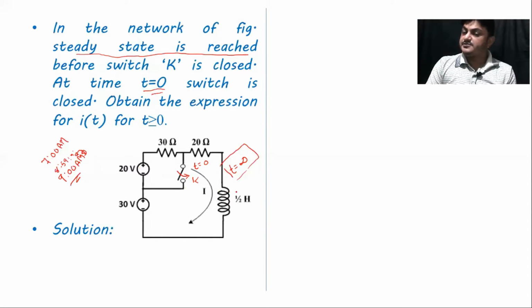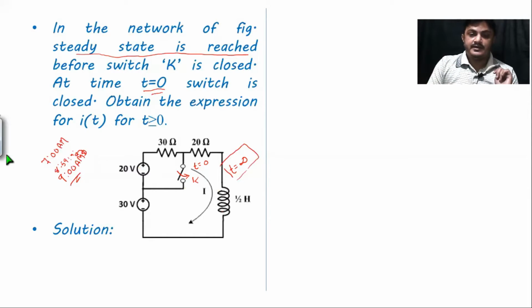At this time the inductor is fully charged, and a fully charged inductor behaves as a short circuit. Always remember, when the inductor is fully charged it behaves as a short circuit, and when a capacitor is fully charged it behaves as an open circuit. Never confuse the switching time t equal to 0 with the inductor charging time t equal to 0.